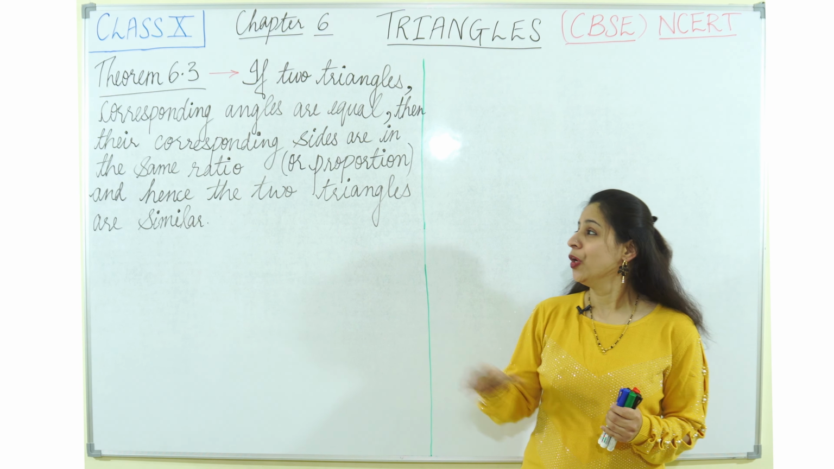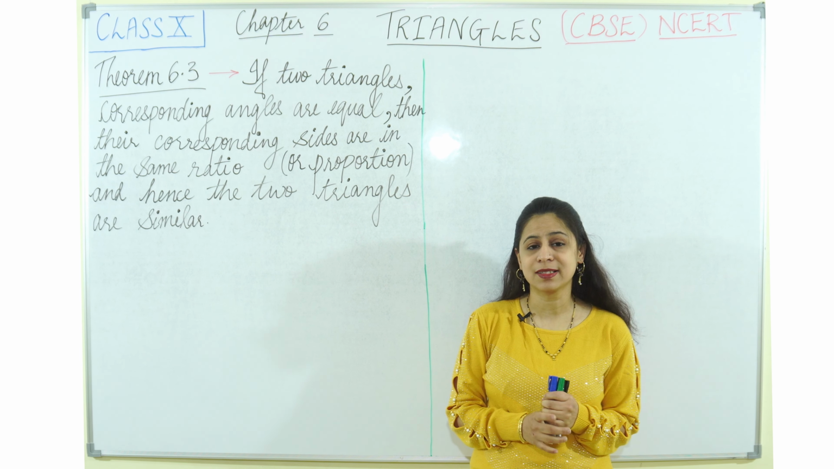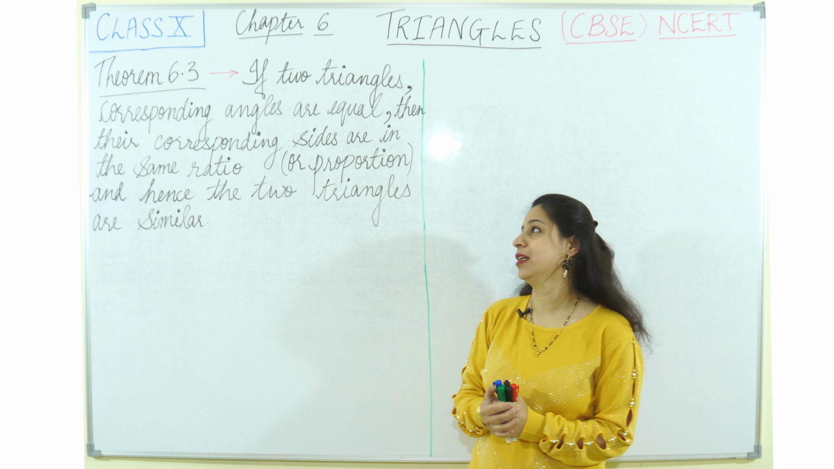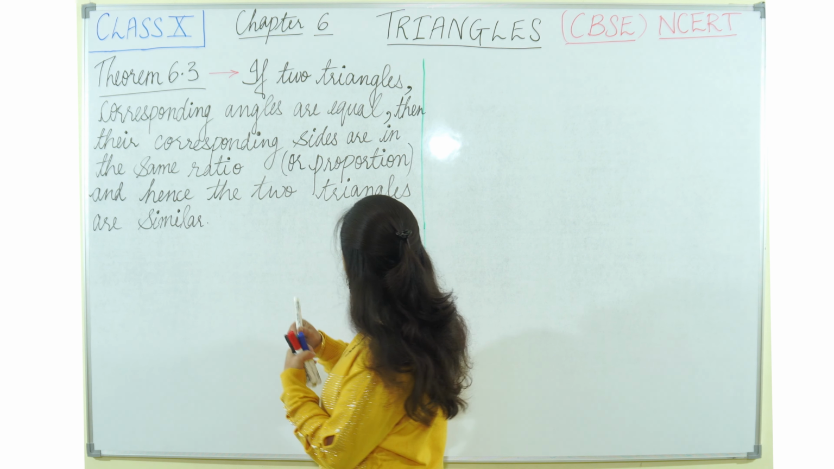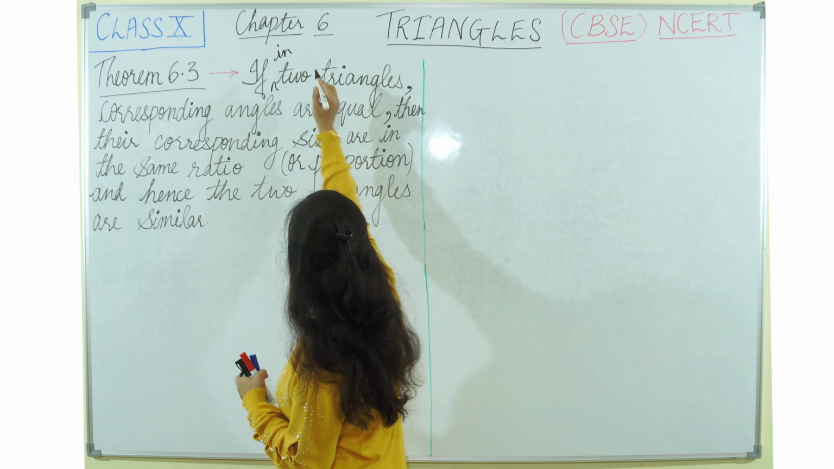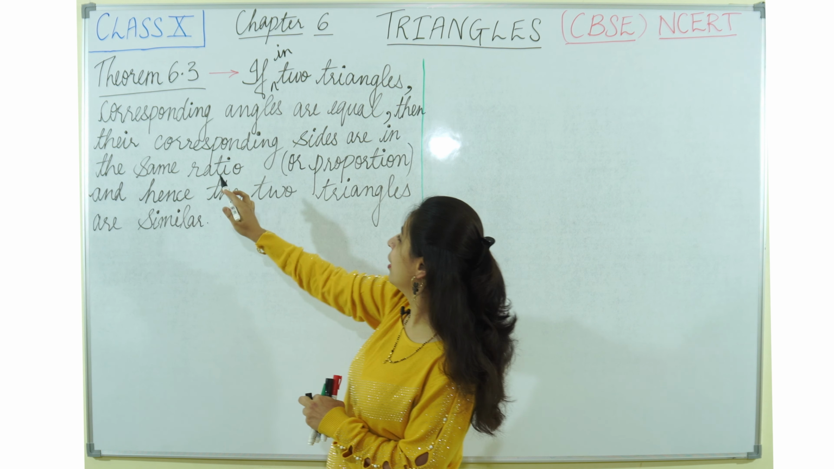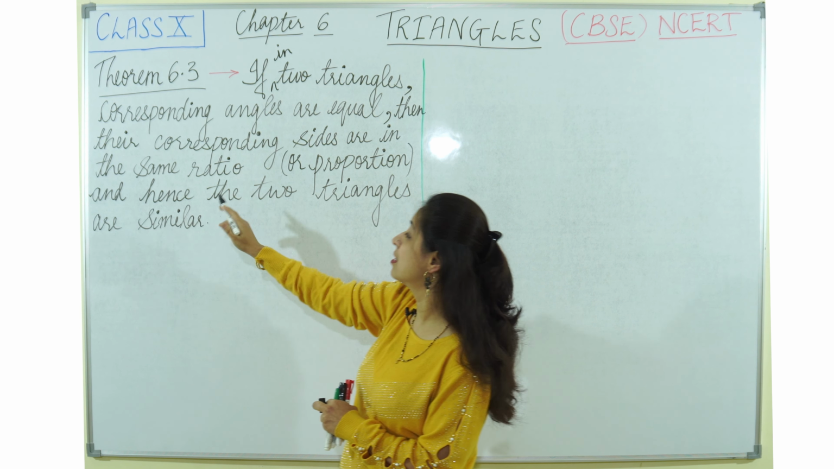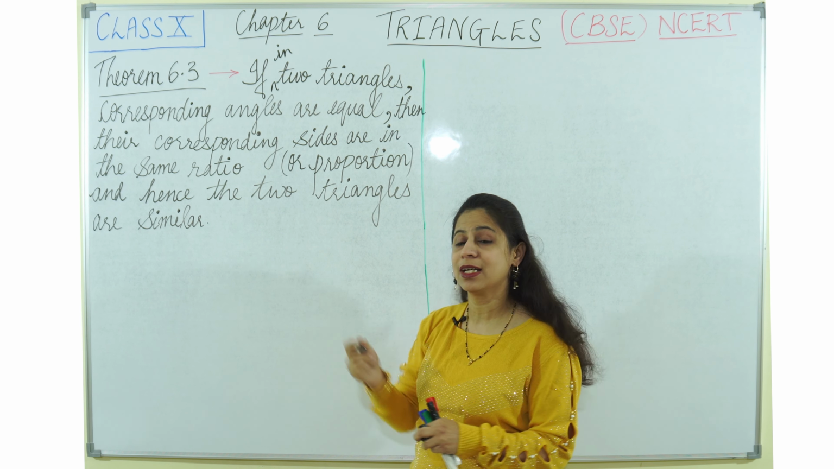So let us start proving theorem 6.3 of chapter 6 Triangles for class 10 CBSE NCERT. Theorem 6.3 says, if in two triangles corresponding angles are equal, then their corresponding sides are in the same ratio or proportional, and hence the two triangles are similar.